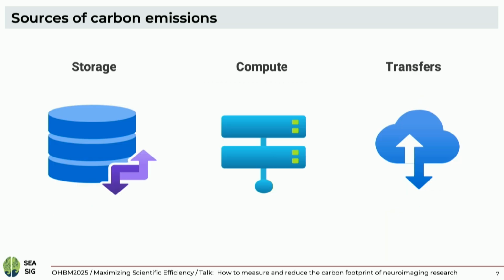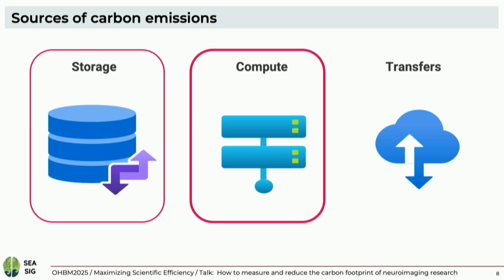Broadly speaking, there are 3 different ways carbon emissions are created in our research. It can be from data storage facilities, data compute facilities, and also data transfer. Given the time and the scope, we're mostly going to focus a bit on storage and primarily on how to reduce the footprint of our compute.